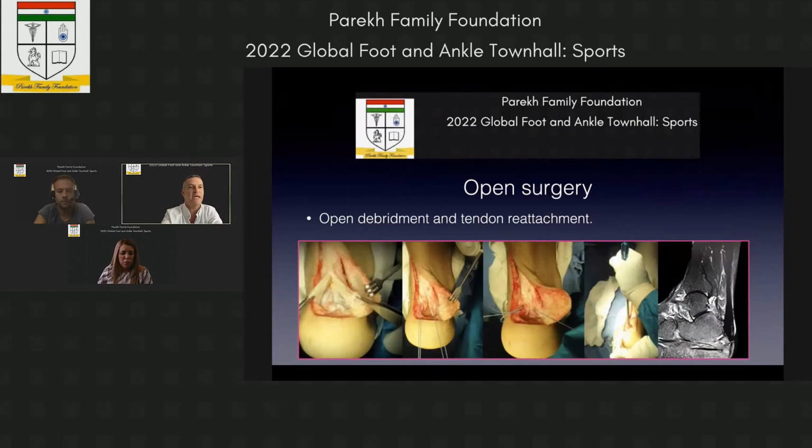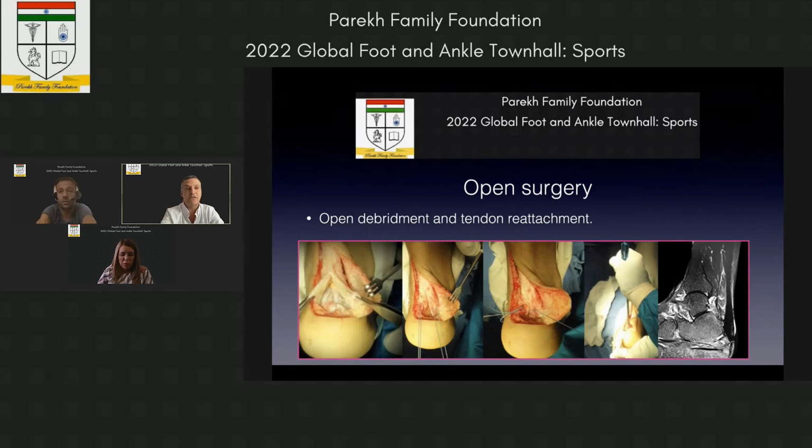The choice in this case was to perform an open debridement of the affected tendon, resection of the calcaneal prominence and calcifications, retrocalcaneal bursectomy, and tendon reattachment. Although the MRI of 12 weeks post-op shows a successful integration of the tendon insertion and edema resolution, the patient remains symptomatic and unable to return to sports activities.